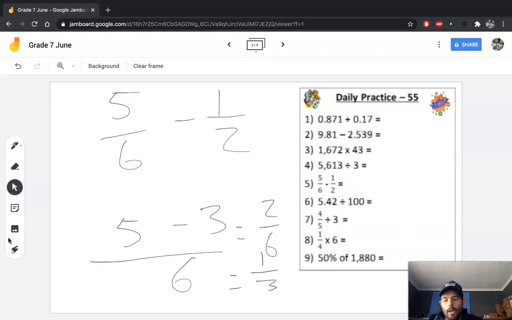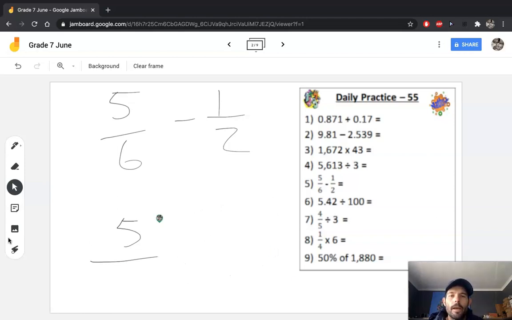Okay, so that's subtraction of fractions. So the key there is to make sure the denominators are the same before you go and work them out. And remember, it's the same for addition and subtraction of fractions where the denominators need to be the same.